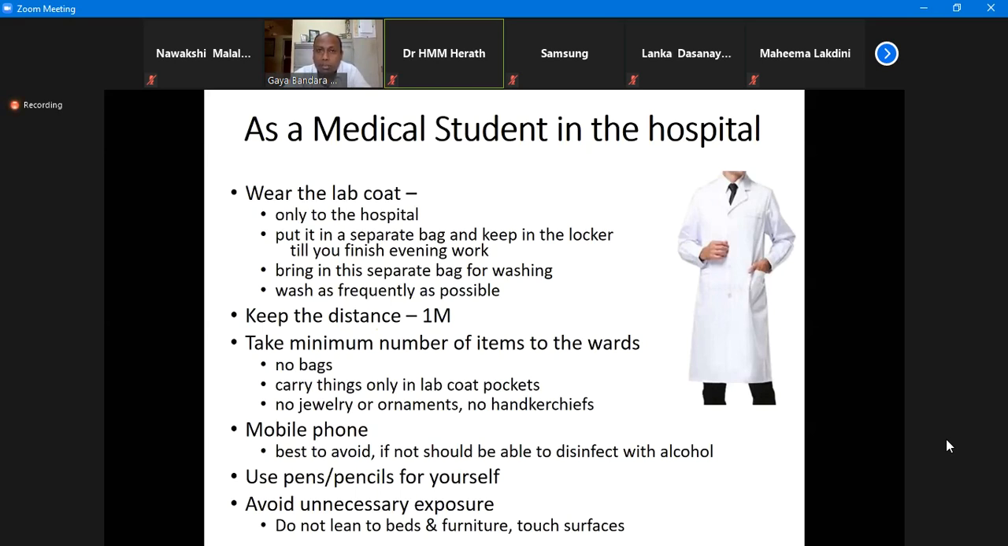It's best to avoid the mobile phone, but if you want to carry it, make sure to disinfect it with alcohol before you return from the hospital. Keep your pens for yourself and avoid unnecessary exposure while you are in the hospital. Do not lean on the beds, furniture, or the walls. Do not touch surfaces. And even if you do, make sure to wash your hands as soon as possible.